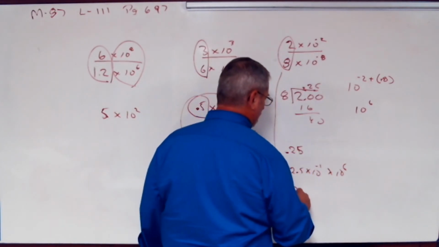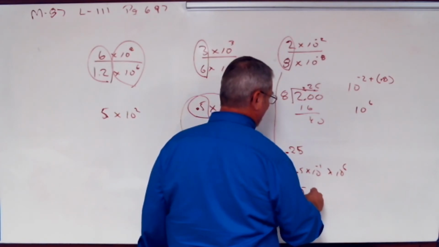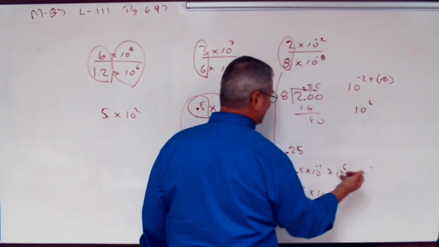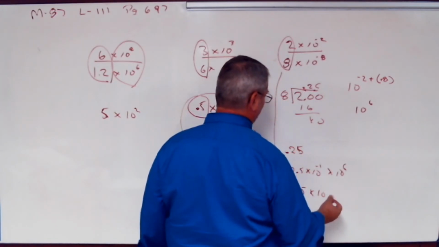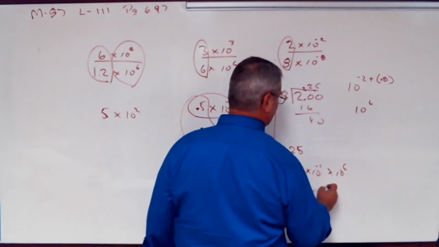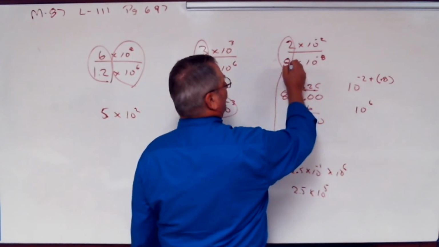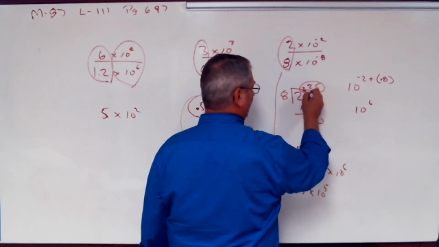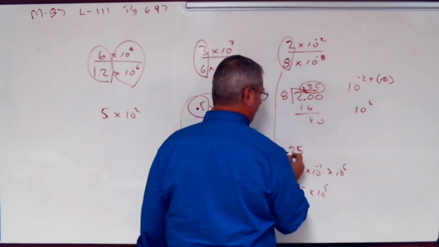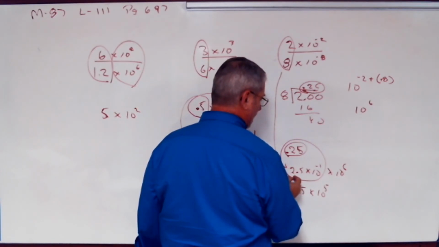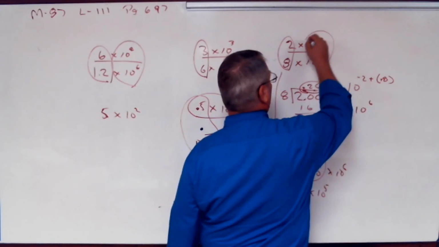So we have 2.5 times 10. It's a negative 1 and a plus 6. That's a subtraction problem. 6 take away 1. Sign of the greater rules. There's the answer. This ends up being that. You have to change that into scientific notation right here. Okay? Then you do this right here.